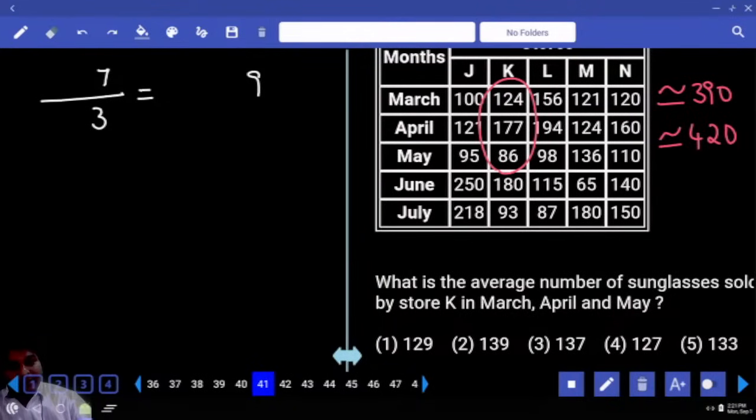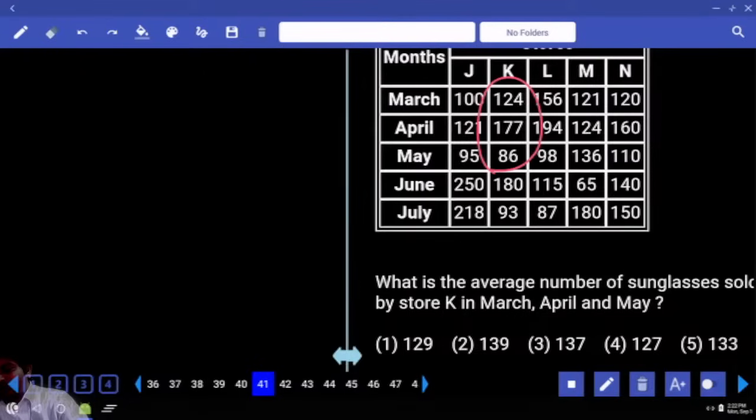Okay, now 124, 177, close to 300. Plus 86, close to 390 only. First or second? Final. Is it okay? Otherwise, you have to add all the numbers. You will get 387 divided by 3.